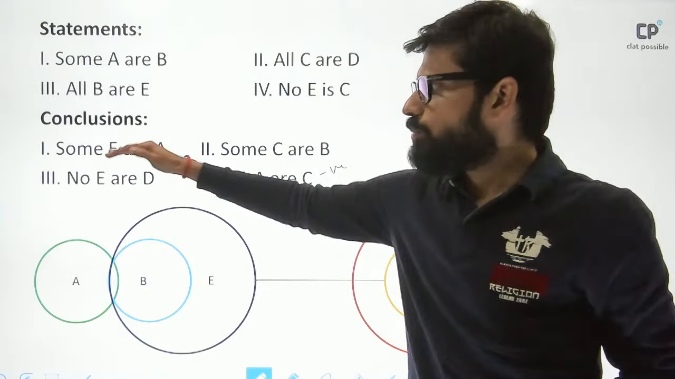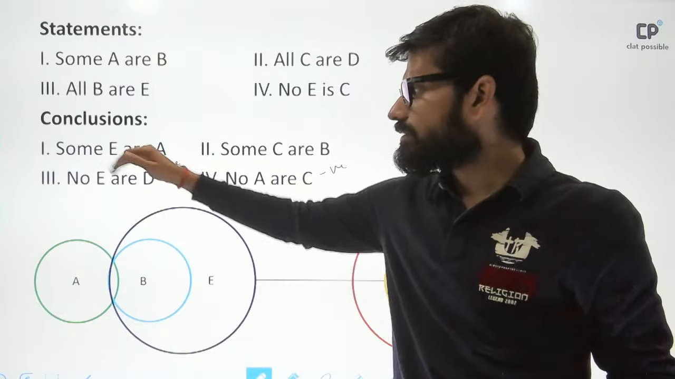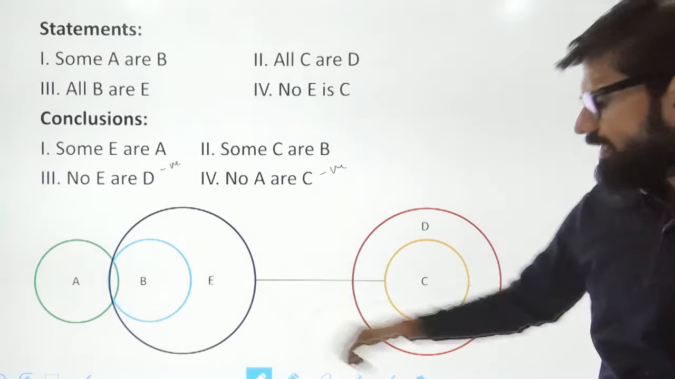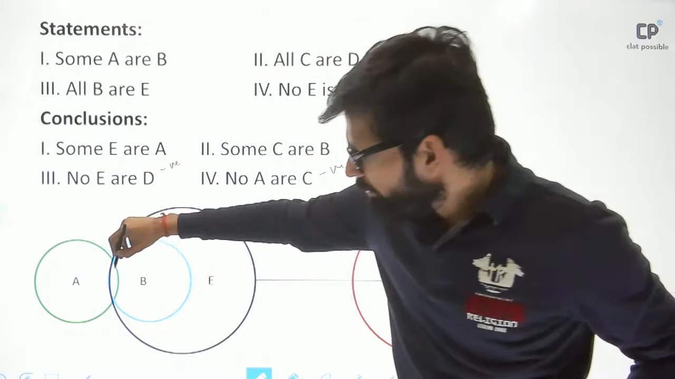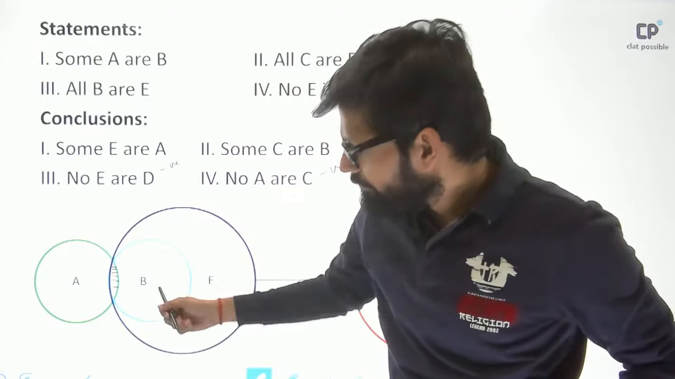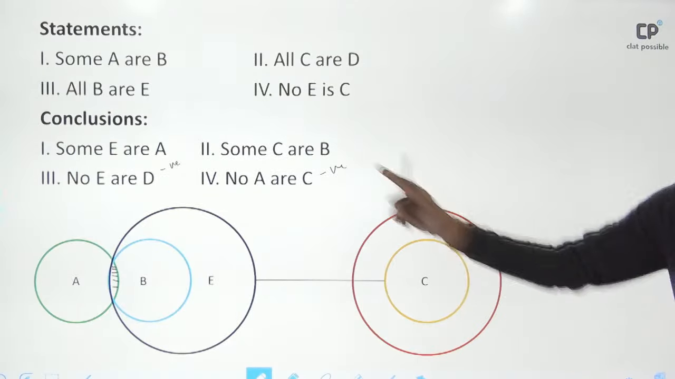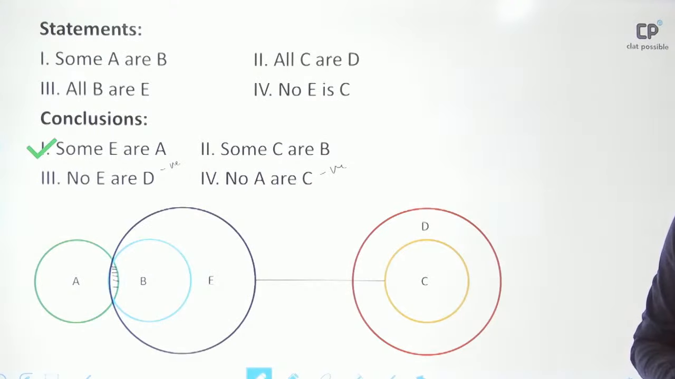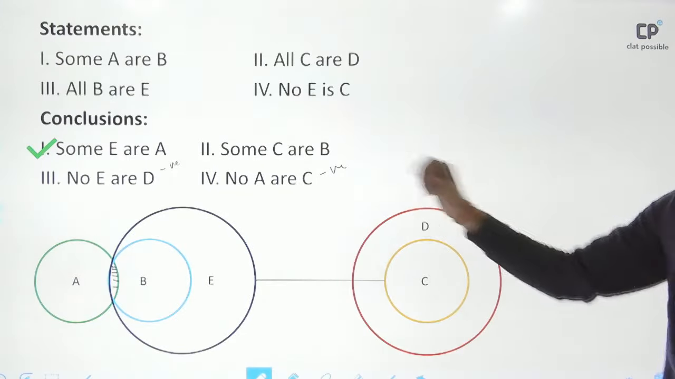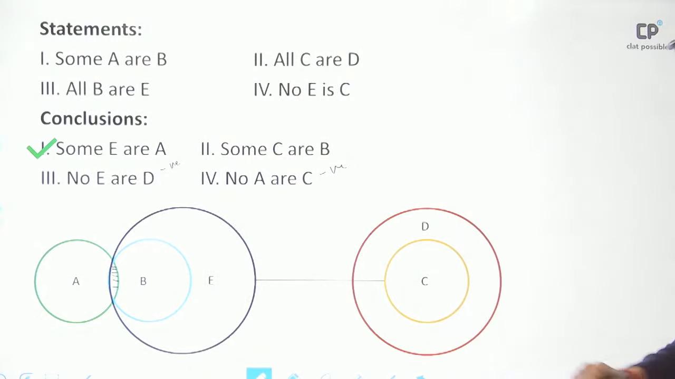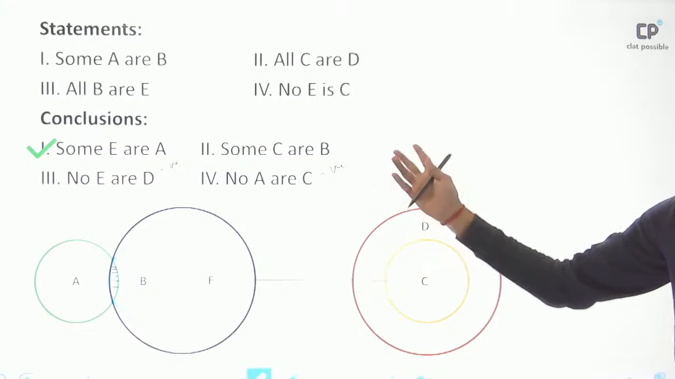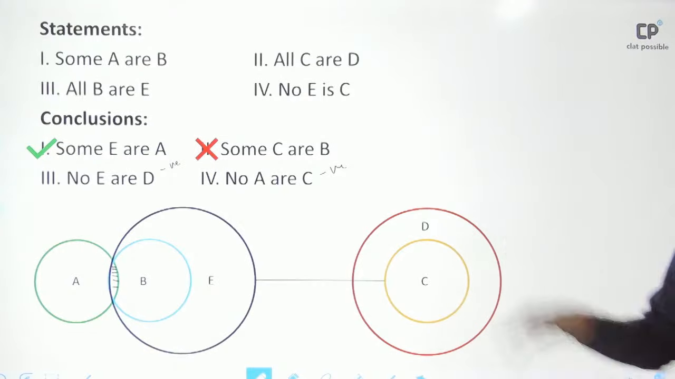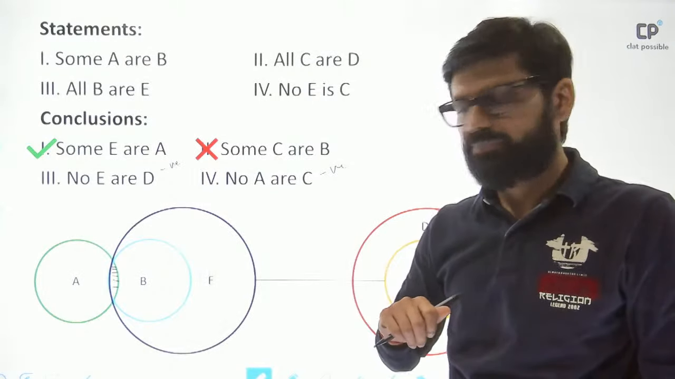We start off with the positive statements in the conclusions. The first one says some E are A, right? So yes, there is an overlap between E and A because of this B. So the diagram shows it, it follows. So this follows, right? Two says some C are B. Of course, we don't see it happening. It does not follow.